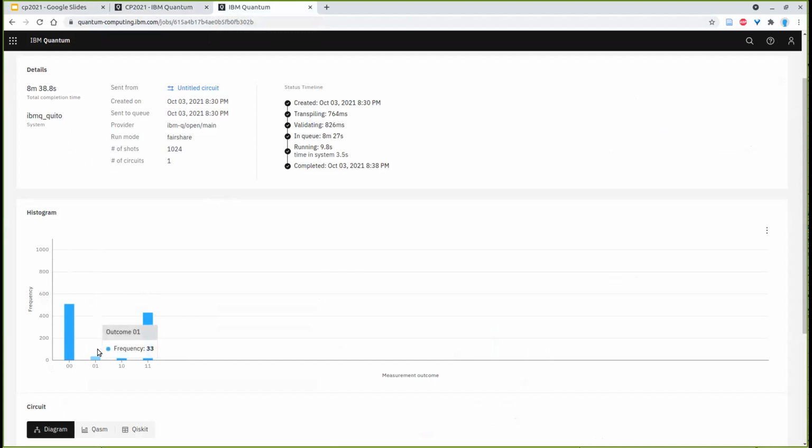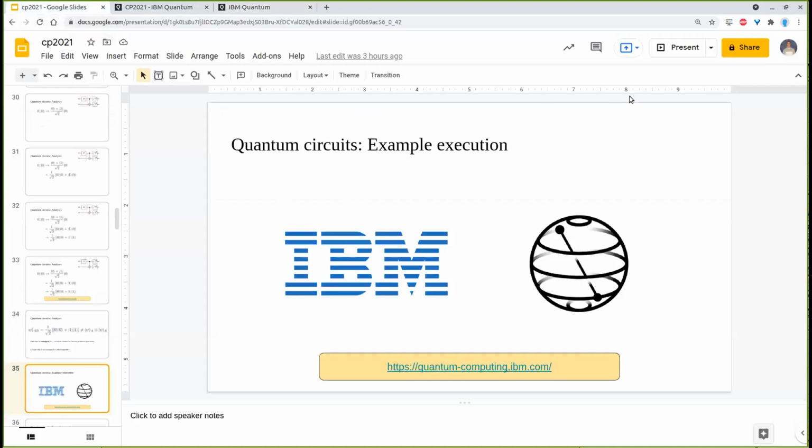In practice, these devices aren't perfect. So there are some errors that occur, and we may measure 01 or 10 a few times, even though in principle, if it was perfect, we should never have measured those. So this is the full histogram of results, and this is an example of running a quantum circuit on a superconducting qubit computer. So, back to the slides.